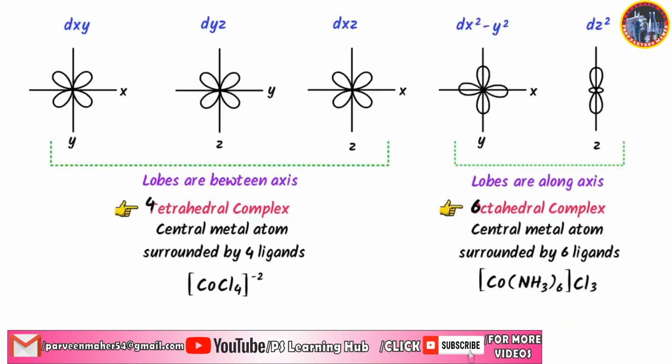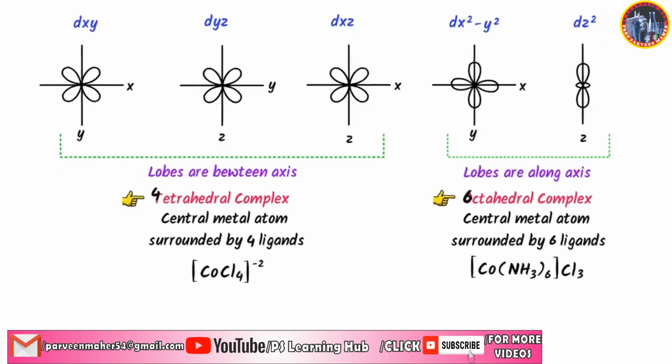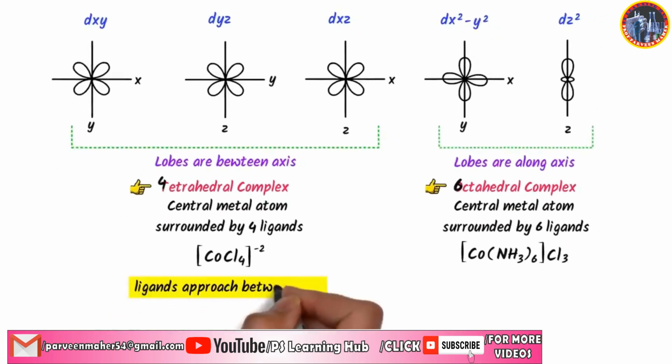Now listen carefully. In case of tetrahedral complex, ligand approaches between axes. Let me repeat it. In case of tetrahedral complex, ligand approaches between axes. I mean, in tetrahedral complex, ligand will attack on this lobe or on this lobe or on this lobe of orbitals.